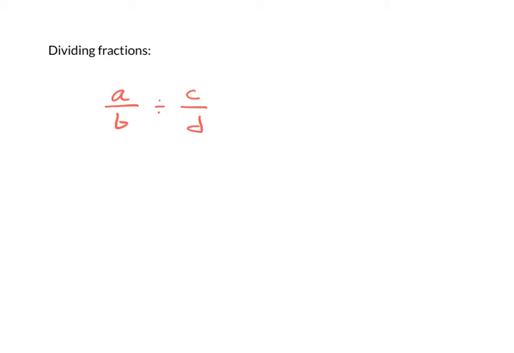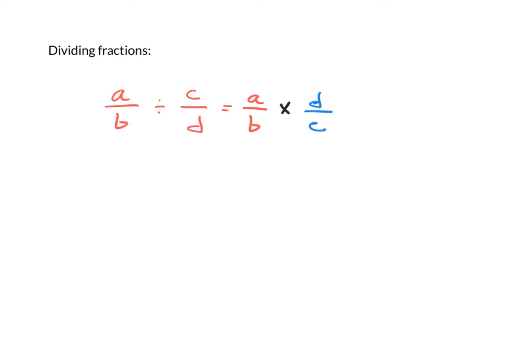All right, so we're gonna learn how we divide fractions. Let's suppose we have a over b divided by c over d. So what we're gonna do is keep the first fraction, which is a over b, and then change the division to multiplication, and then flip the second fraction, which is the reciprocal of the second fraction. It's gonna be d over c.